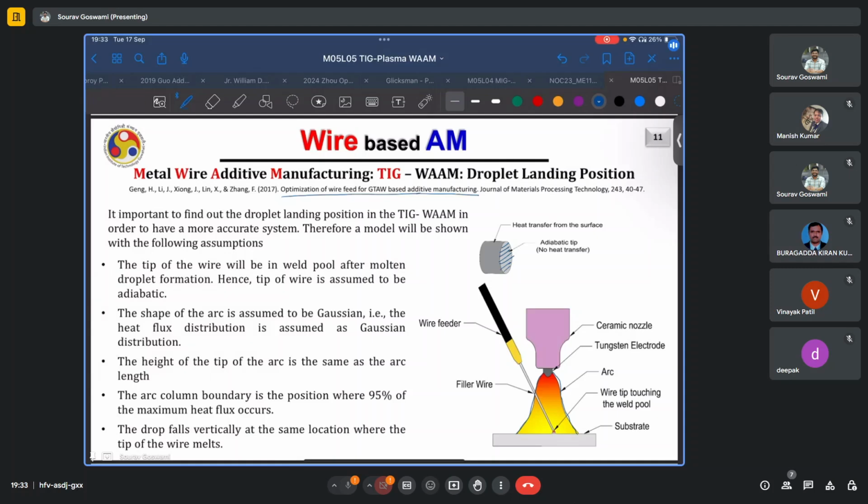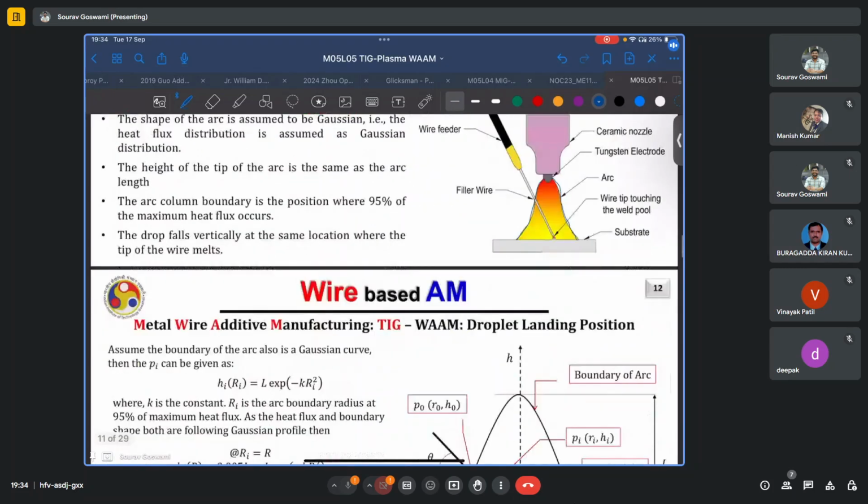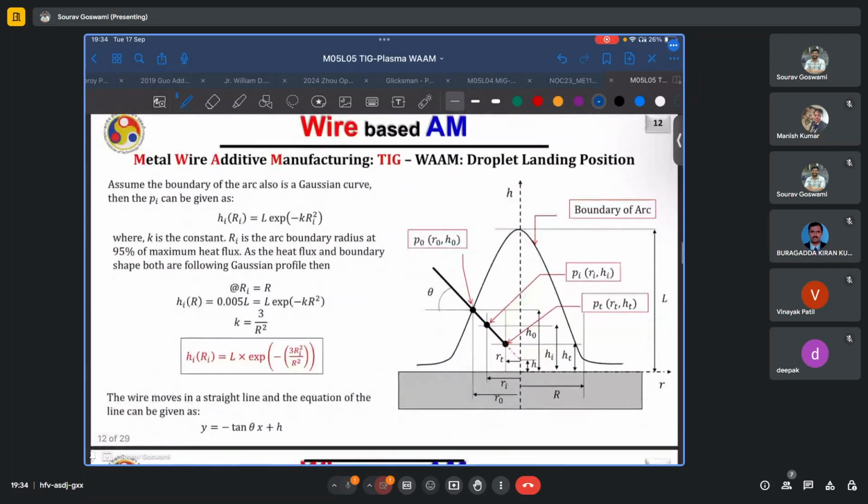and the drop will fall vertically at the same location where the tip of the wire has melted. It will not undergo any further motion, say due to interaction with the arc or the plasma which has been established, or it will not have any remnant of its initial velocity with which the wire was being fed. Once it has molten, it will simply drop vertically downwards under the action of gravity. And under all of these assumptions, we can have these expressions, say for the equation of motion of the wire as a line.